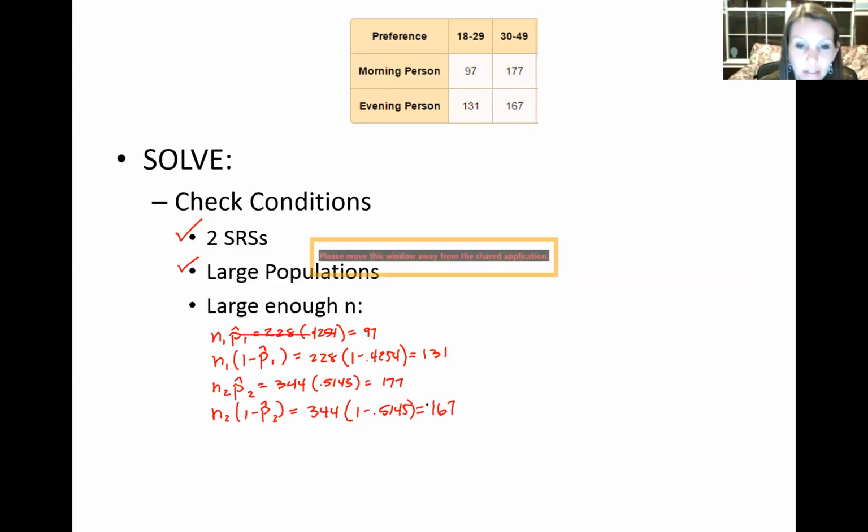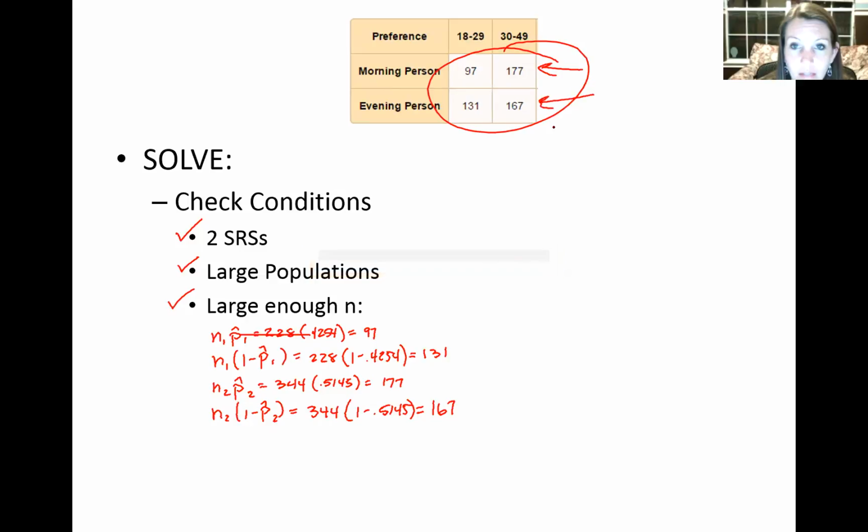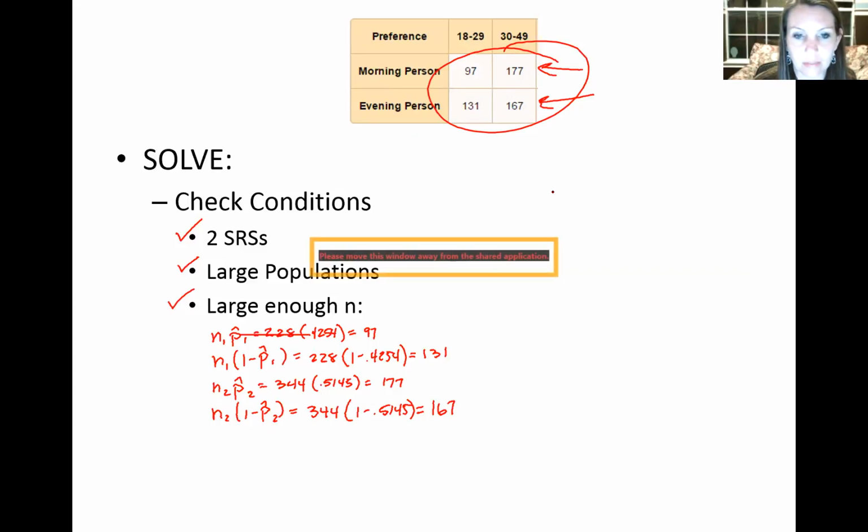All right, so I look at all these numbers and I say, are they bigger than 5? And yes, clearly they're all bigger than 5. So we do meet that condition. Another way to look at these numbers for the 2 sample case is these are all just successes and failures in the individual sample. And that's actually what we got right here in our table, the way that they gave us our data. The top row is the successes and the bottom row is the failures. So if you know how to find those, you don't actually have to work out this math, because it's the same numbers as those.